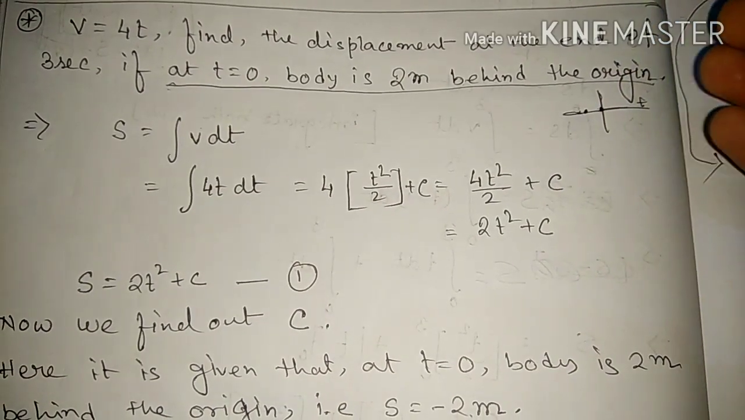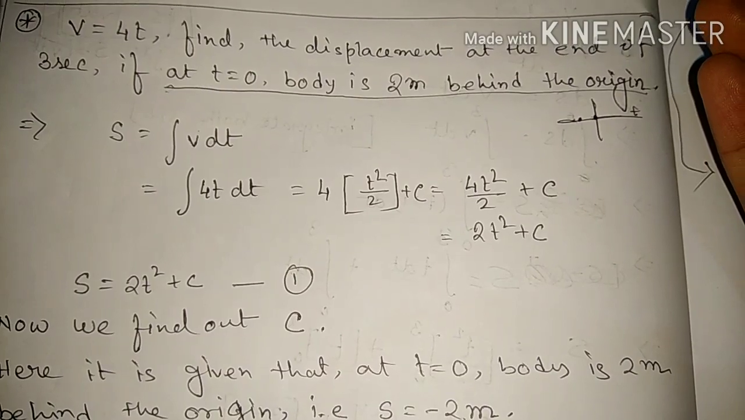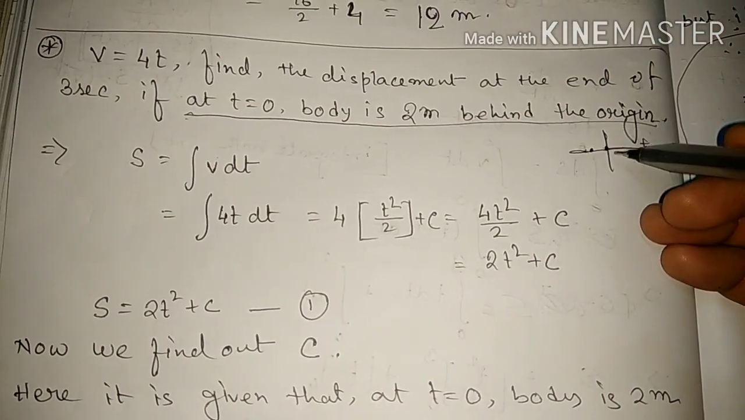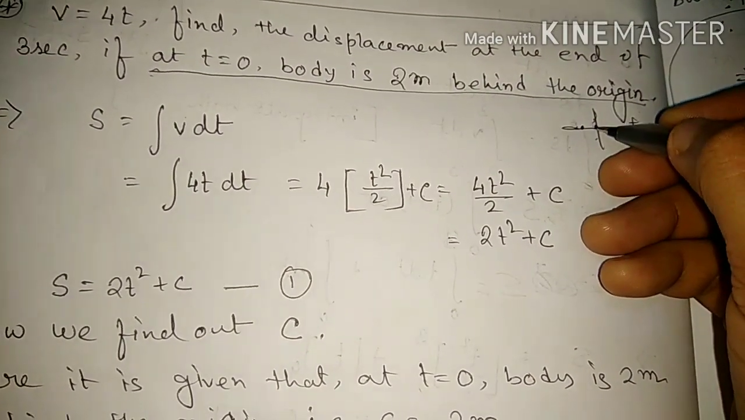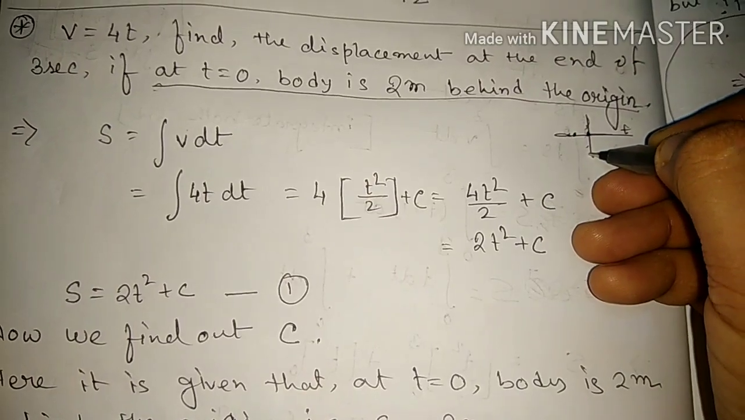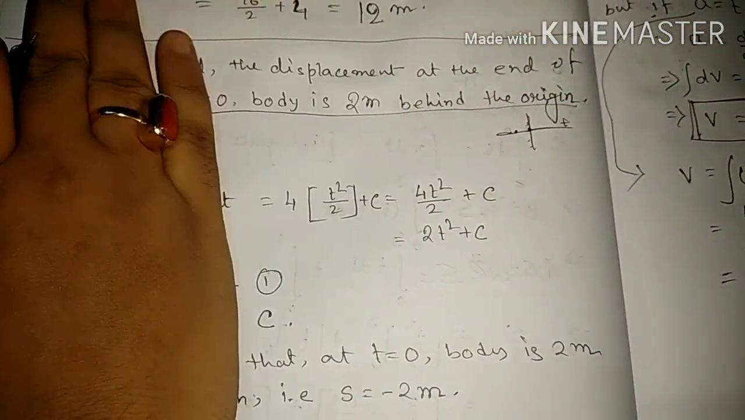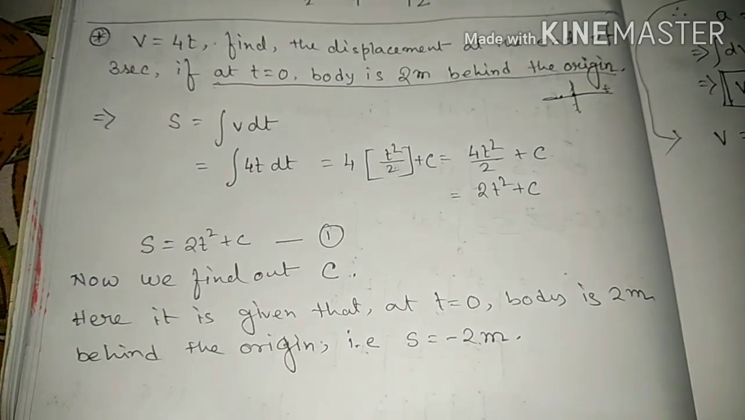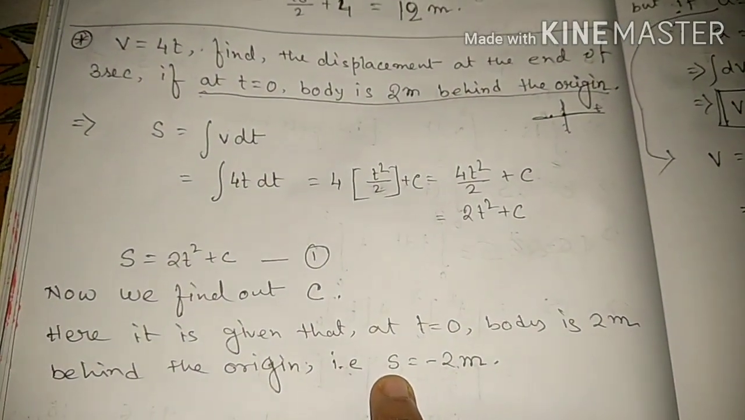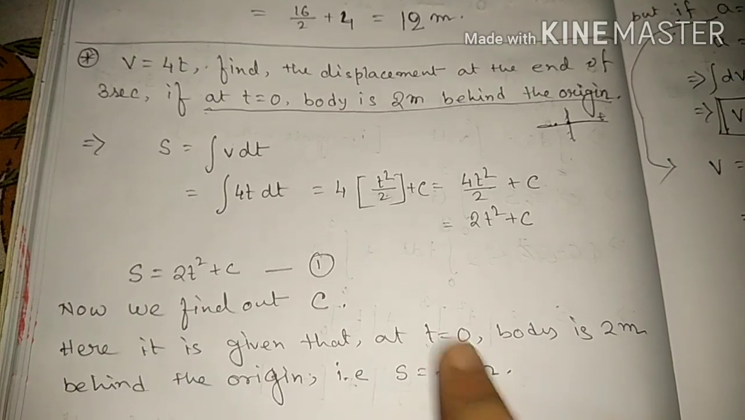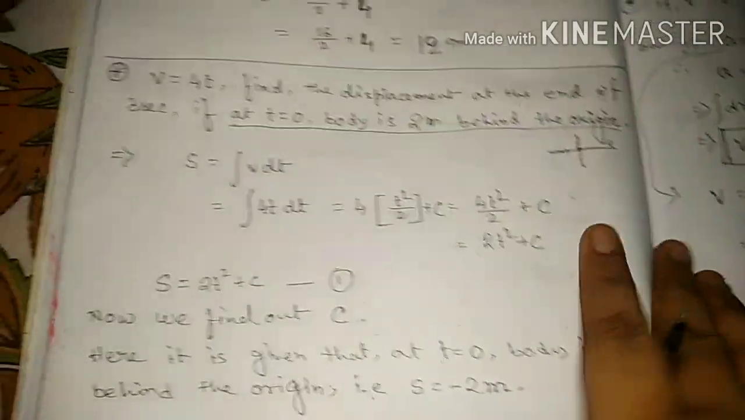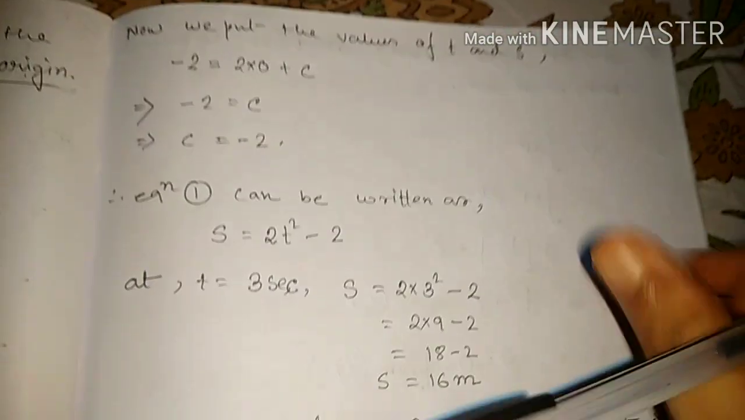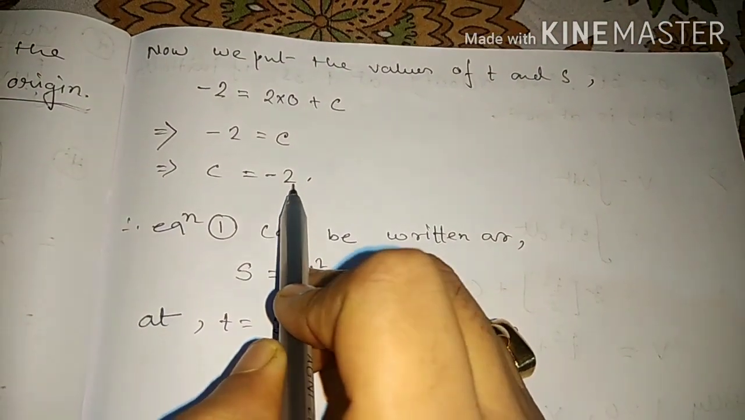Now you asked one question: if the body is on the y-axis, behind the origin, that means this side, because the y-axis is up and down. So behind the origin means only the x-axis, that is x equals minus 2 meter. So t equals 0, s equals minus 2. We put it here, and after putting this value, we get c equals minus 2.